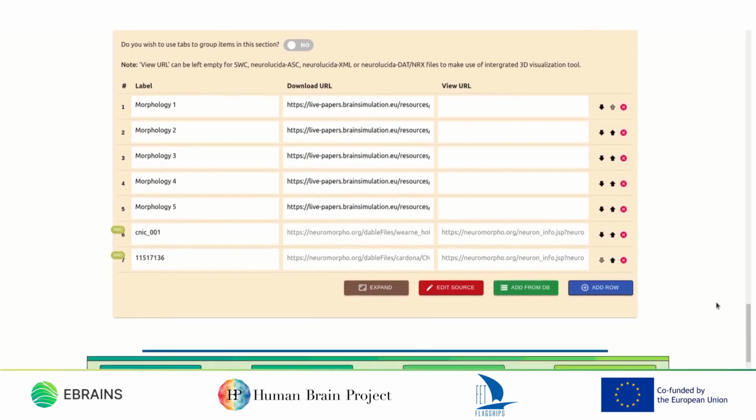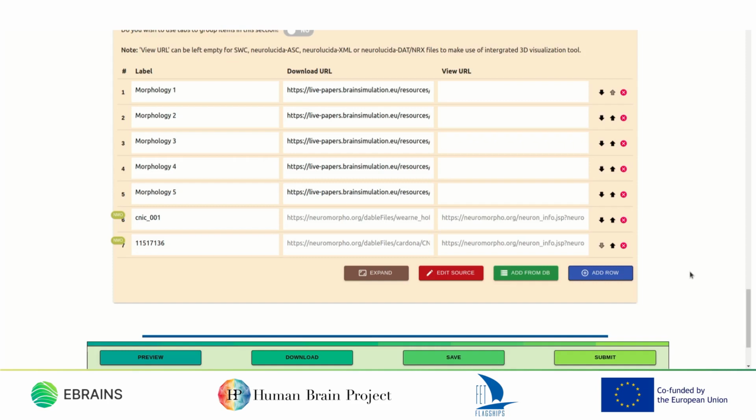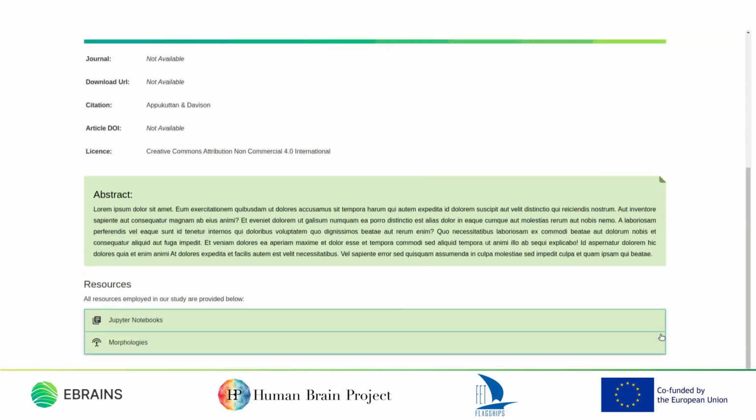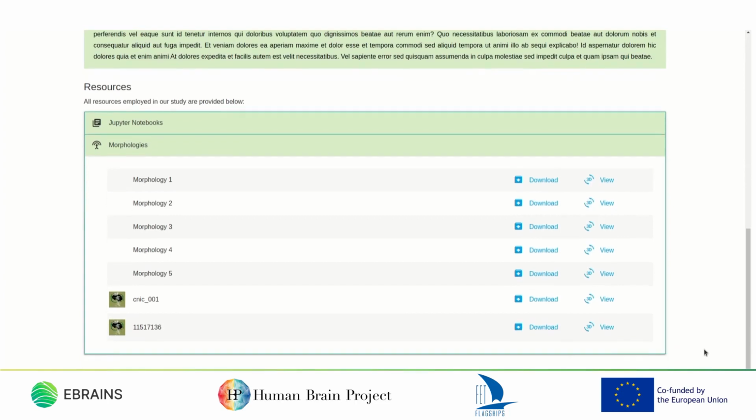With that, we are done with the morphology section, but before we move on, let's preview our live paper to see how it looks. We see the second resource section named Morphologies, containing 7 entries, the first 5 being files specified by us, the remaining 2 being imported from neuromorpho.org. This is also indicated by the small icon next to these entries.